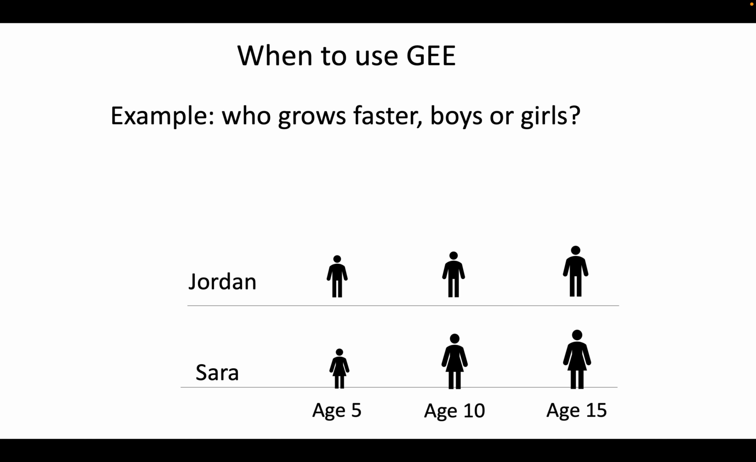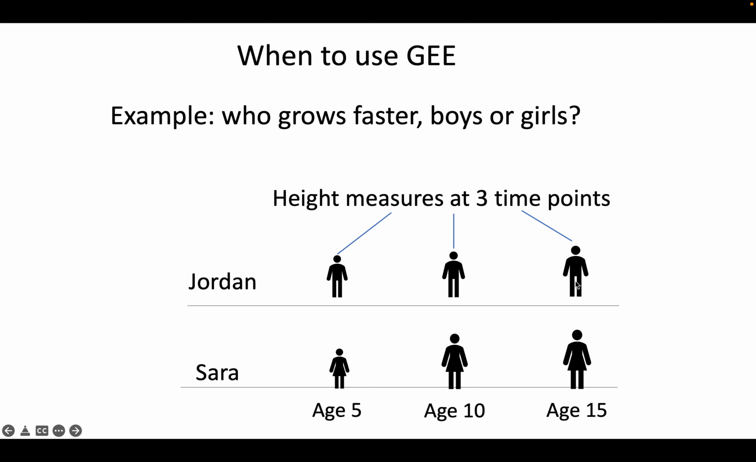So going into that a little more, here's a motivating example. If we were interested in who grows faster, boys or girls, we might come up with a study. This is just showing two individuals for simplicity, but basically we'd have a boys group and a girls group, and we'd take measurements at various ages. Here I'm just saying let's measure height at age 5, 10, and 15. Our two groups are the male group and the female group. So each individual is going to have multiple measures.